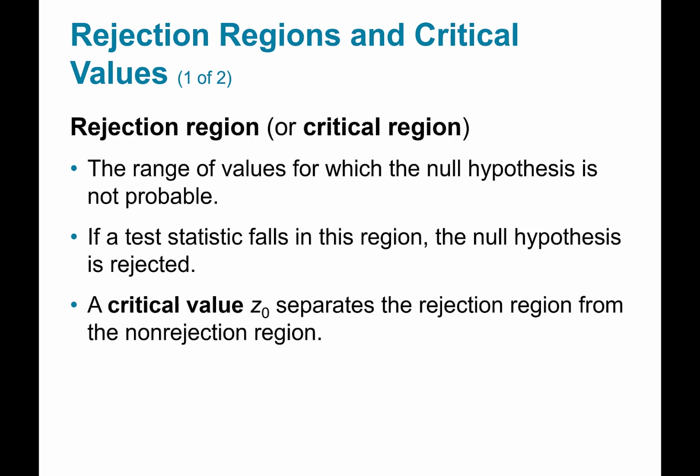Typically what's going to happen is p-values are going to be easier for a z-test, and critical values are going to be easier for a t-test. But you've got to be comfortable doing both. You're going to see both on the final.